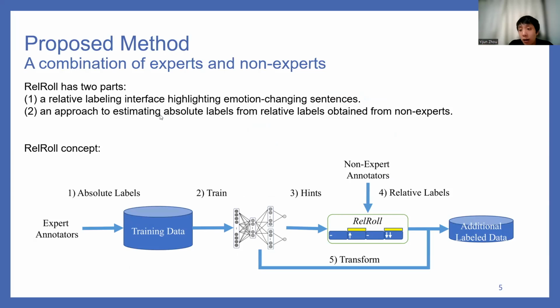The overall concept and process is here. One, expert annotators first give reliable absolute labels to training data. Two, we train a neural network using the training data. Three, the network provides hints, those highlights on the interface, to help non-expert annotators. Four, non-expert annotators give relative labels to new data. Finally, the network transforms relative labels to absolute labels, and we get additional labeled data.